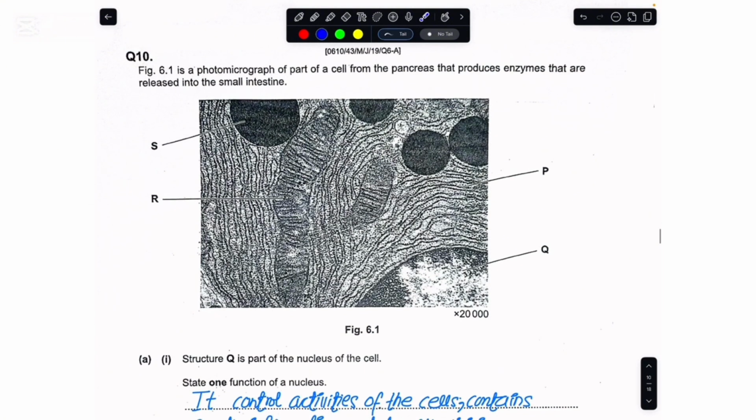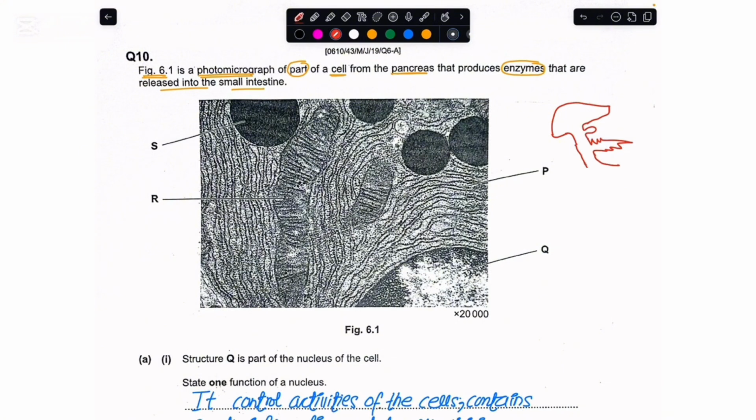If we come on toward question number 10, they say that here we show you figure 6.1, and this is a photomicrograph of part of a cell from the pancreas, and that too is producing the enzymes that are released into the small intestines. You may have learned in the chapter on nutrition in humans that we have this liver, and then moving onward, here we have the gallbladder. And then here would be the presence of the pancreas.